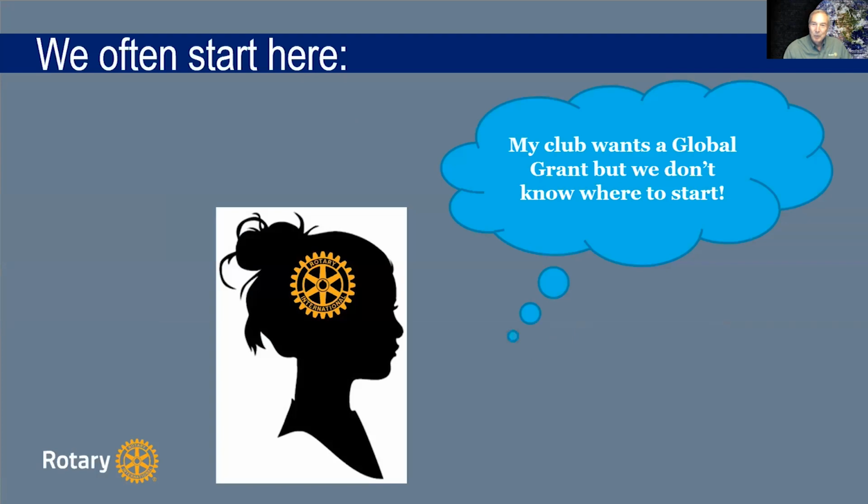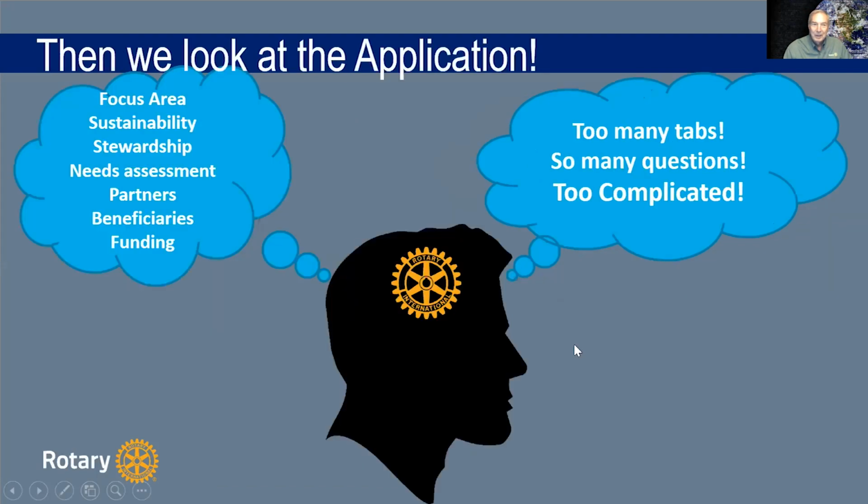If you really don't know where to start, a lot of times you look at the application and you say, oh gosh, this looks really complicated. It's got a lot of stuff in there. I don't know the answer to any of those questions. And so you just kind of put it aside. That's why I say, don't start with the application. You start with a project, and it's not that hard to figure out how you can get a project and develop it into something that you can put a grant around.